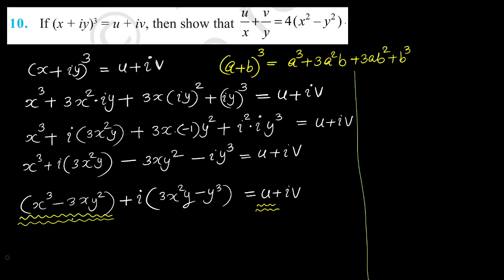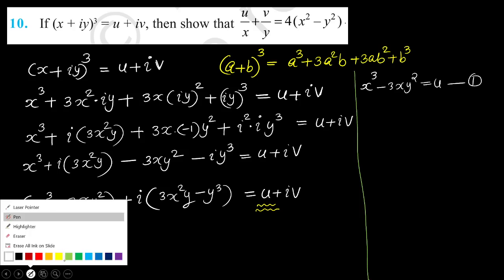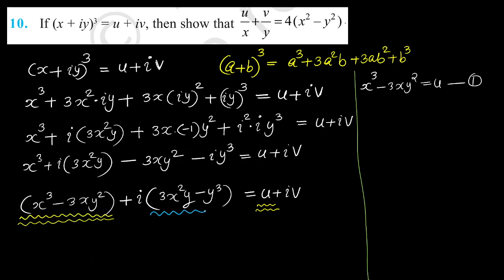Here I am writing. So equating real part, x cube minus 3xy square equal to u. And also I am going to equate the imaginary part. Imaginary part means the coefficient of i. I can equate both sides.